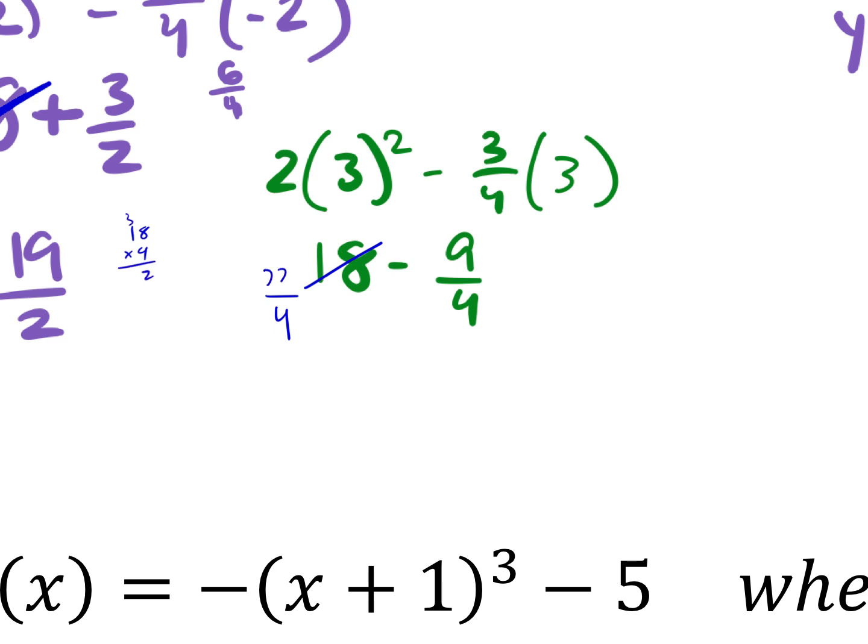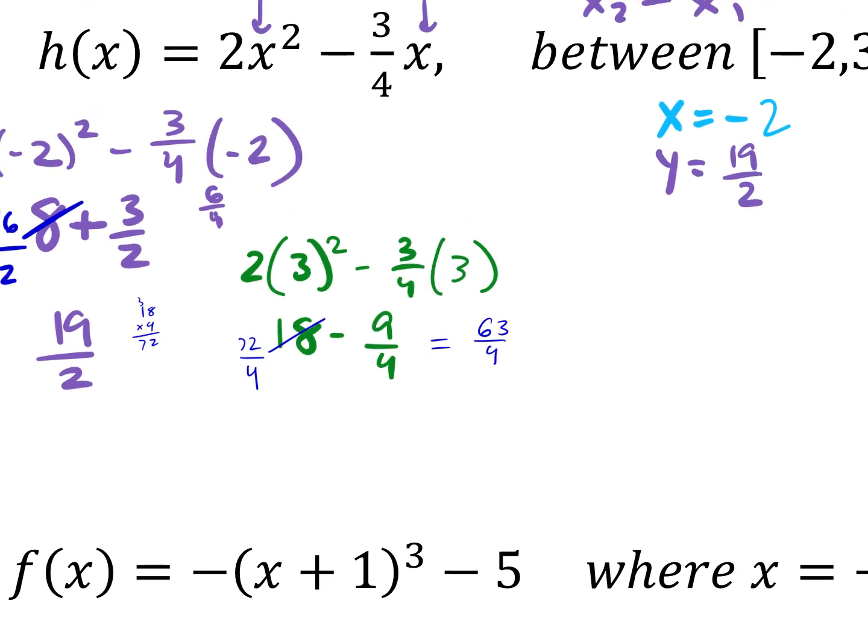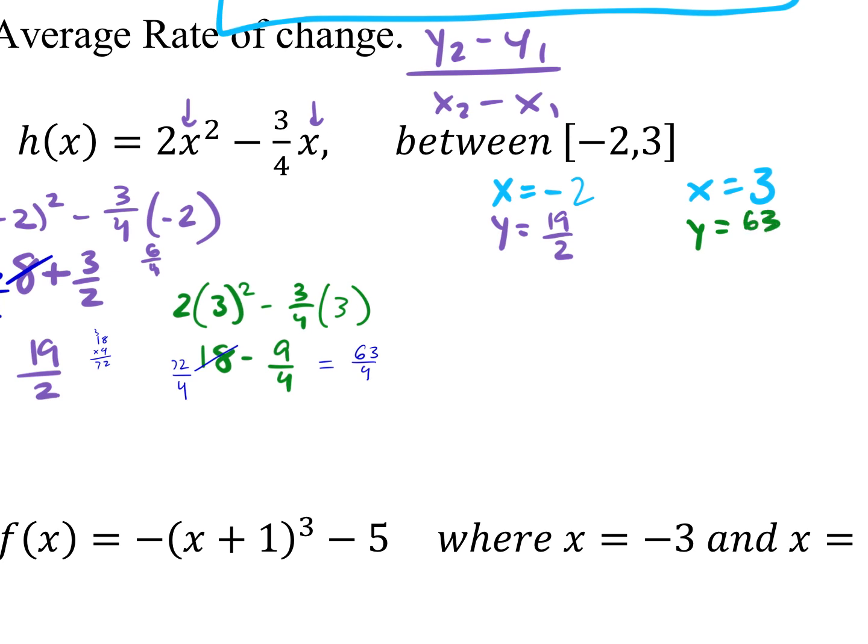72. Perfect. 72 minus 9. So 63 over 4. What do we do next? We want to plug it into our slope formula.